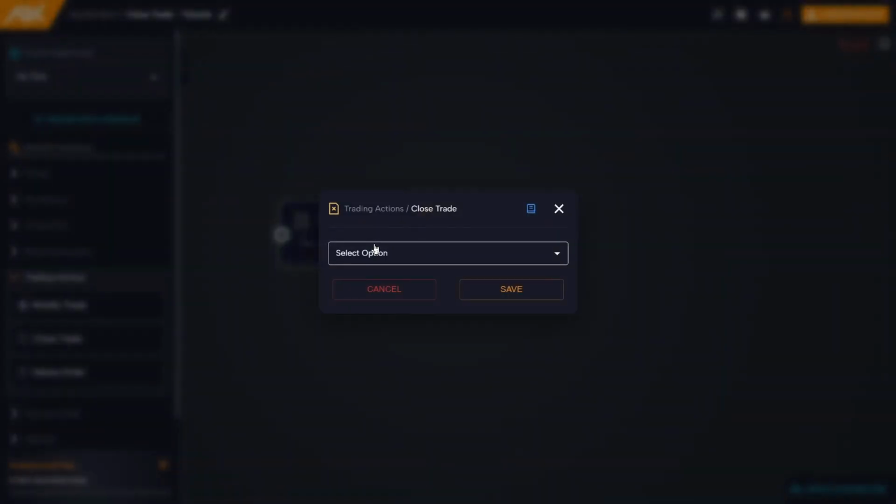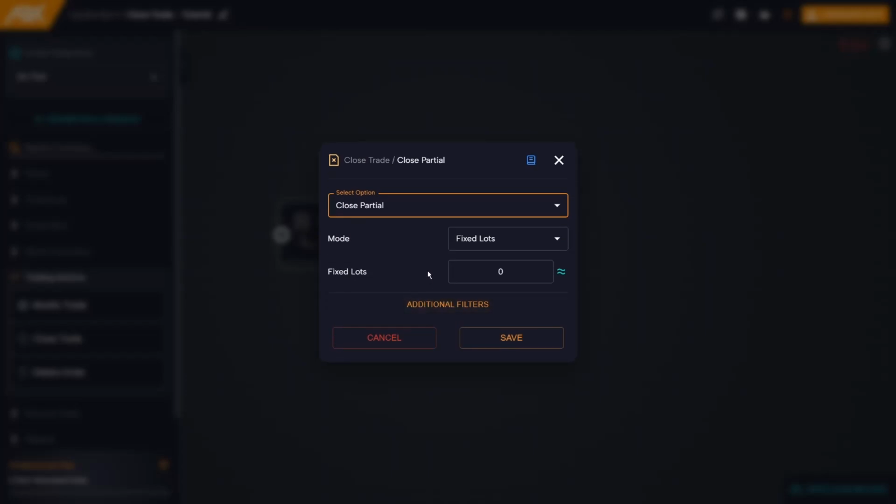Upon opening it, we immediately see that it offers two different options. The first one, Close Trade, completely closes the operation without leaving any position open. The second one, Close Partial, allows closing a specific portion of the operation, leaving the rest of the position open.